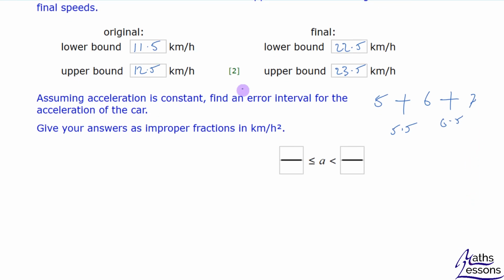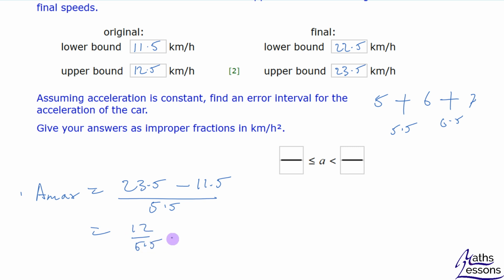So we want to find the interval for the acceleration, what could be the highest and lowest. So to find the max acceleration, we're going to take the upper bound of the final, 23.5, and we're going to subtract from that the lower bound of the starting speed. And then to make that as big as possible, we want to divide by the smallest time. So that gives me 12 over 5.5. And to convert that into an improper fraction, we need to get rid of the 0.5 on the bottom. So we times by 2. So we get 24 over 5.5 times 2, which is 24 over 11.